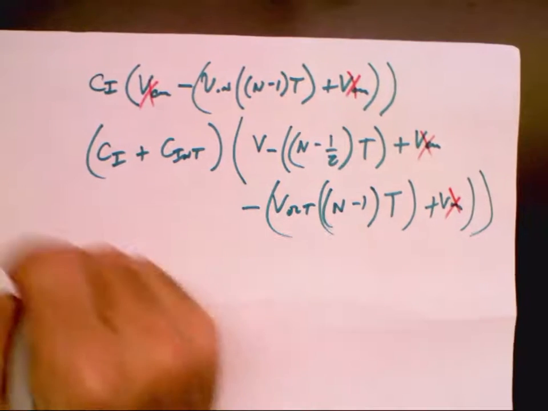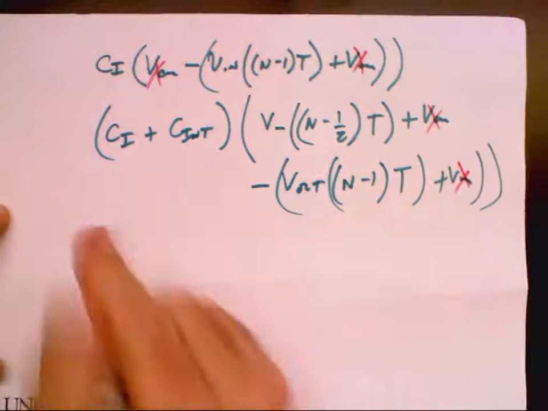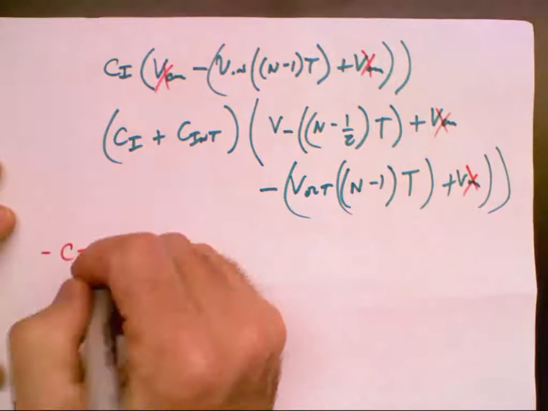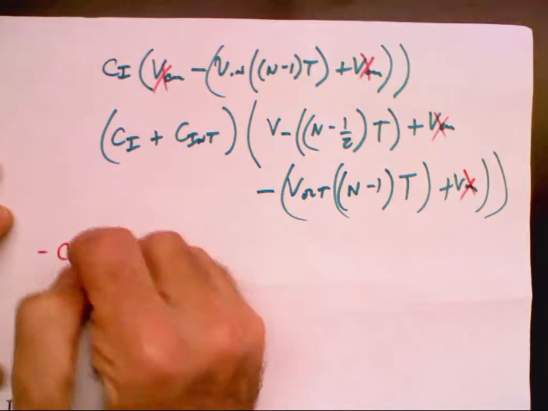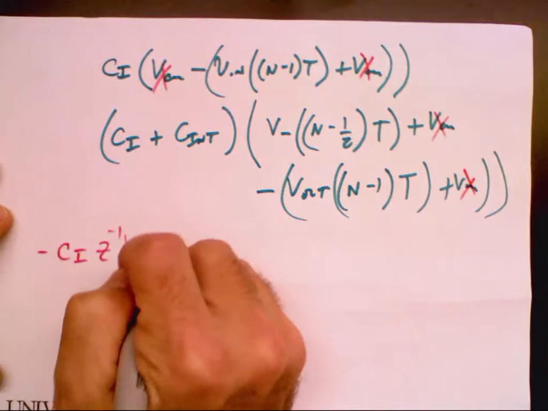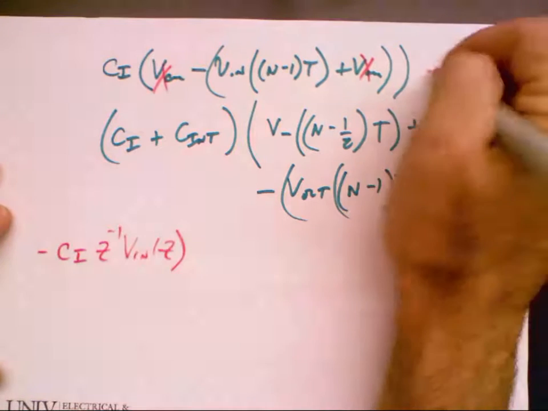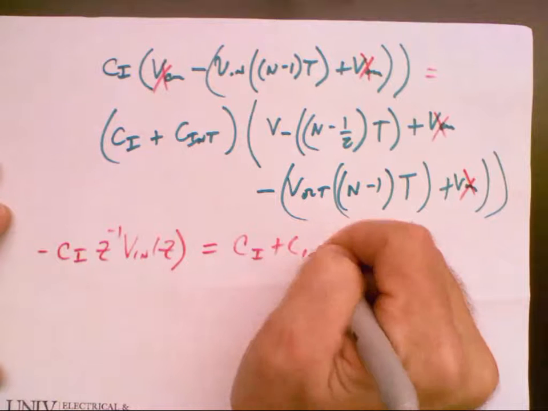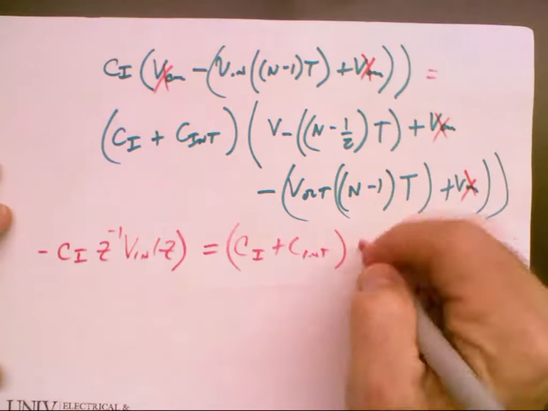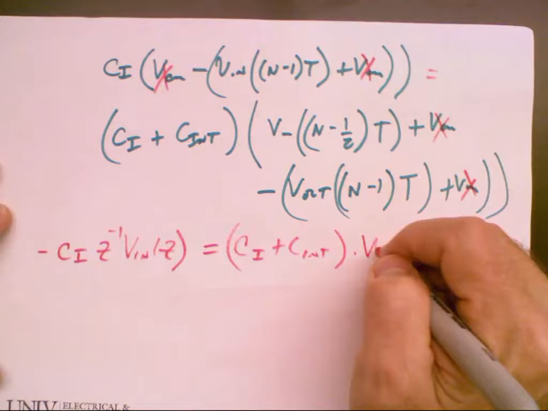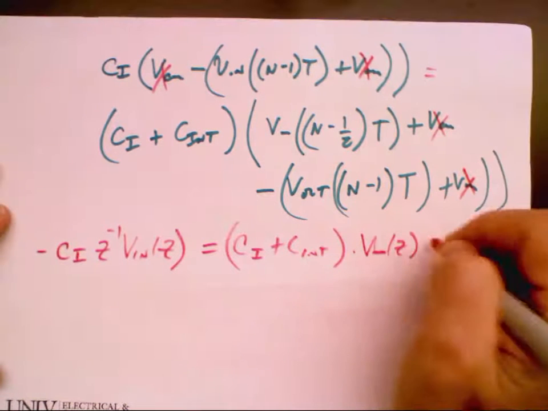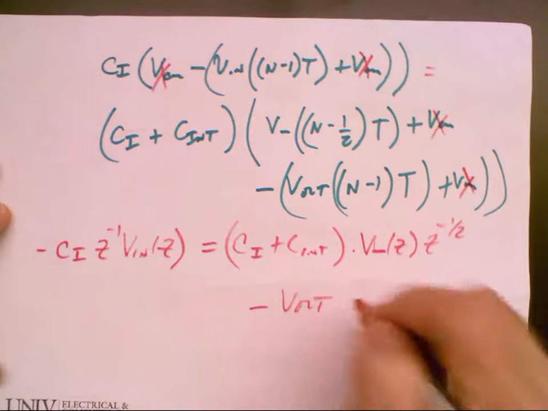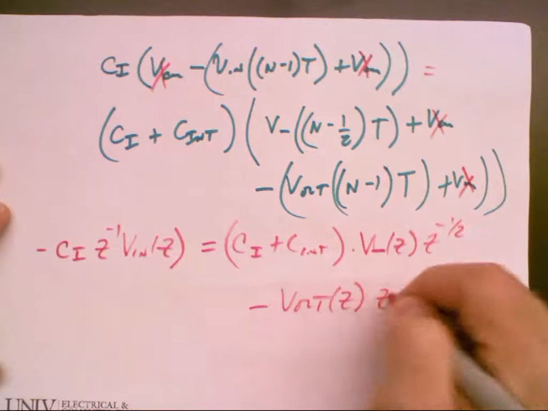And so I get Ci times, or minus Ci times, I'm going to go directly into the Z domain. Now these are equal. Times v minus of z, z to the minus 1/2, minus v out of z, z to the minus 1.